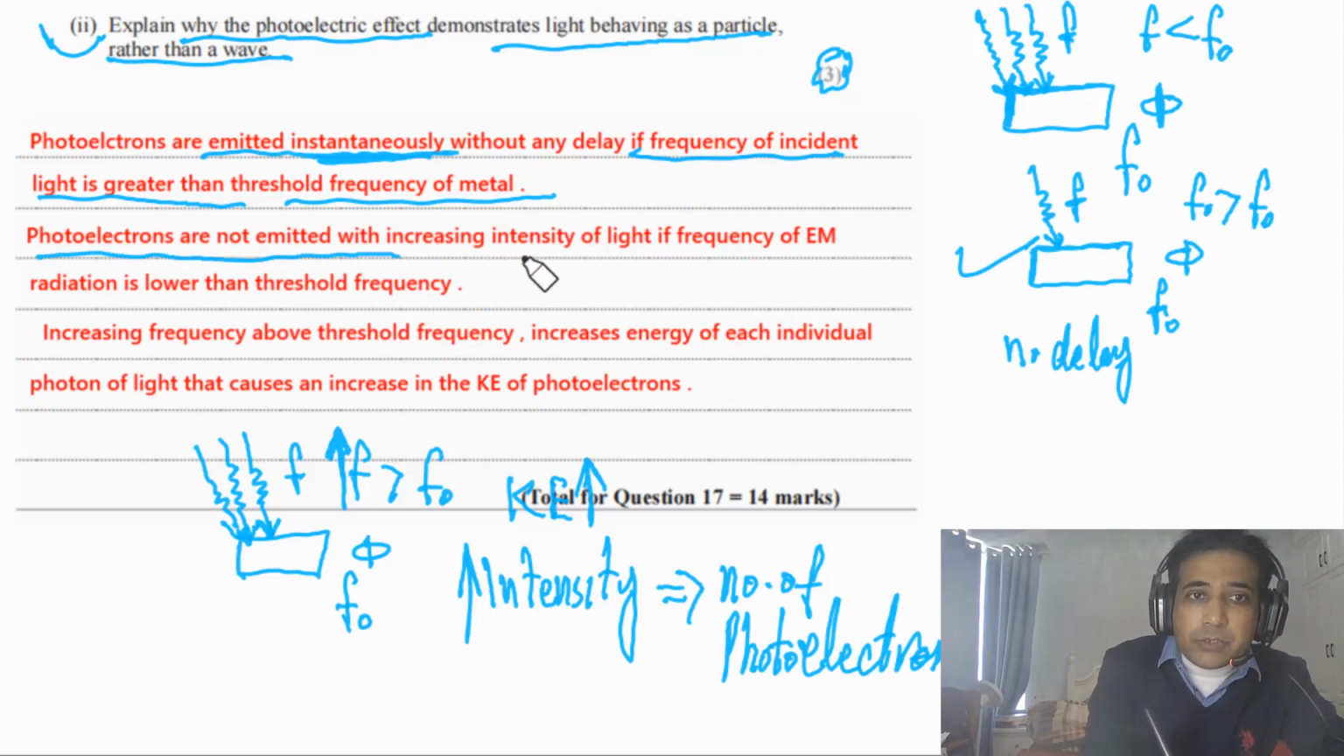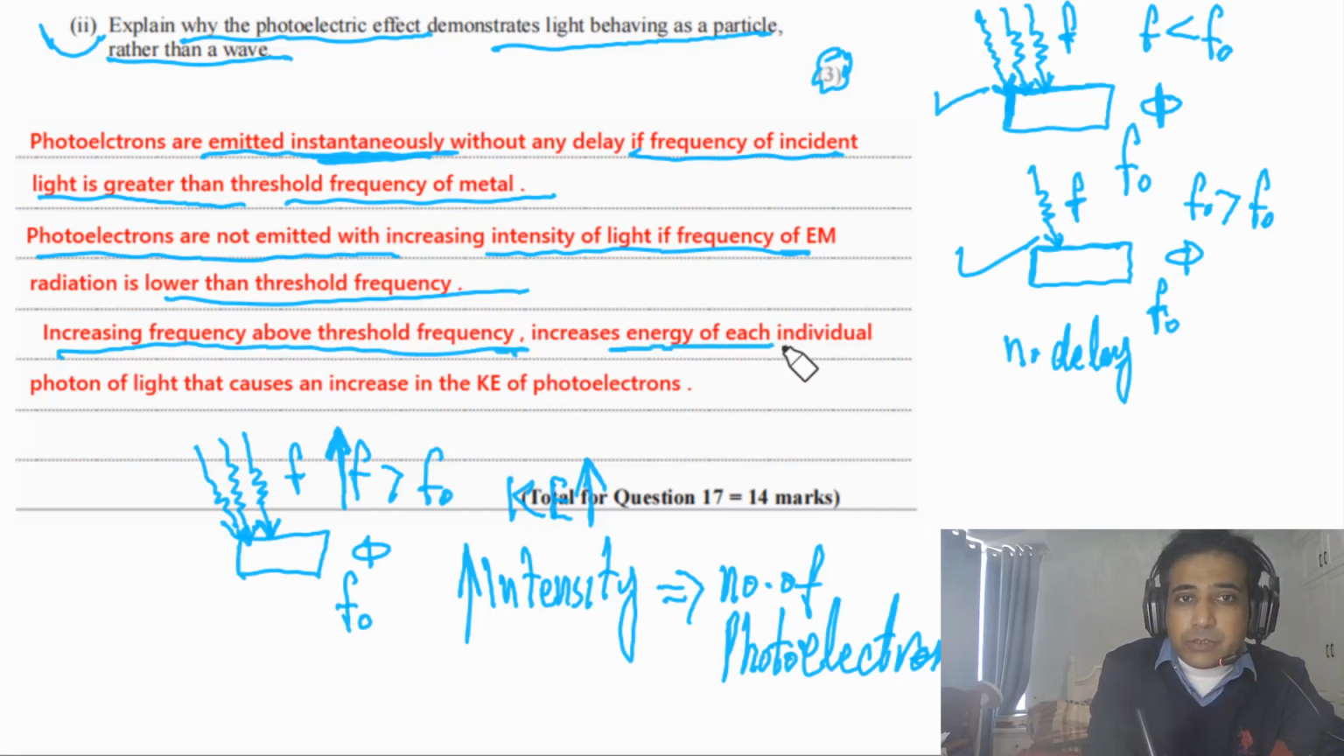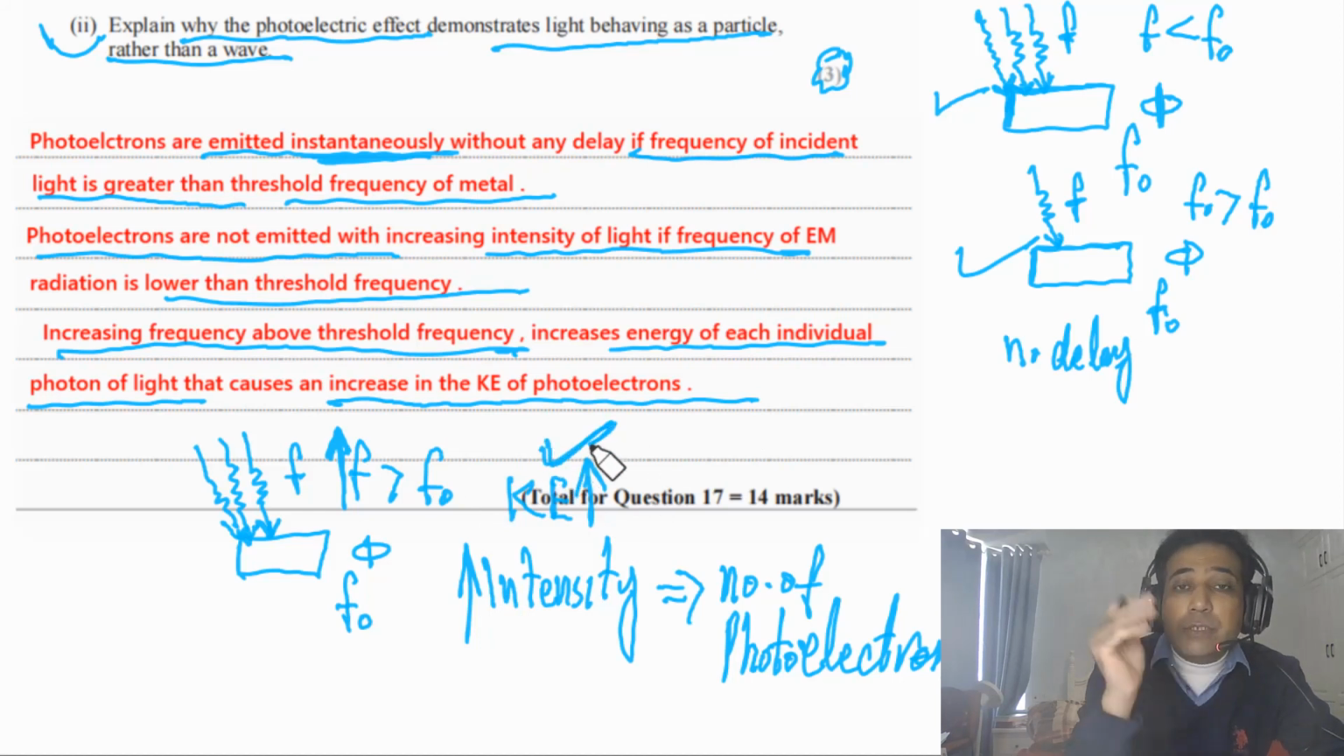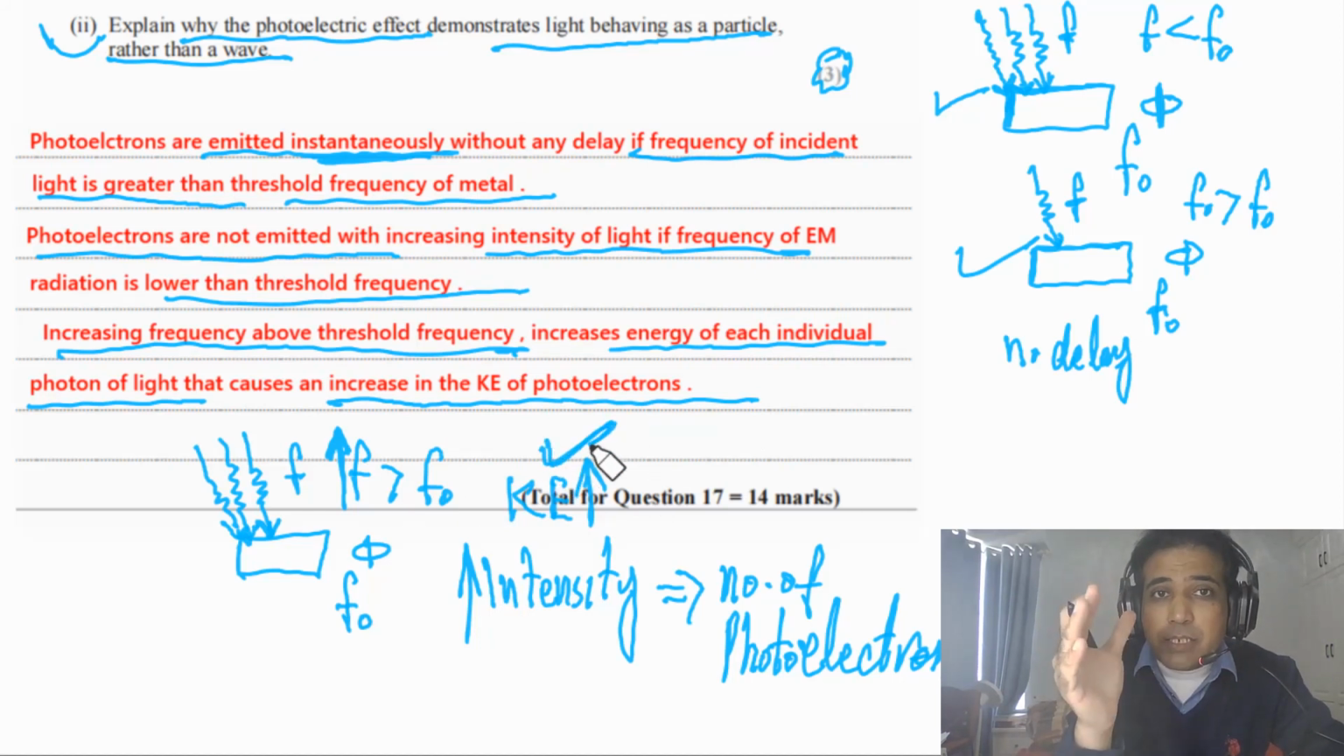Photoelectrons are not emitted with increasing intensity of light if frequency is lower than threshold frequency, as we discussed in this part. Increasing frequency above threshold frequency increases energy of each individual photon of light that causes an increase in kinetic energy of photoelectrons, as we discuss here. So these are the points about photoelectric effect you need to understand, and these are some very important points to understand photoelectric effect and also to understand why light behave as a particle, not as a wave.